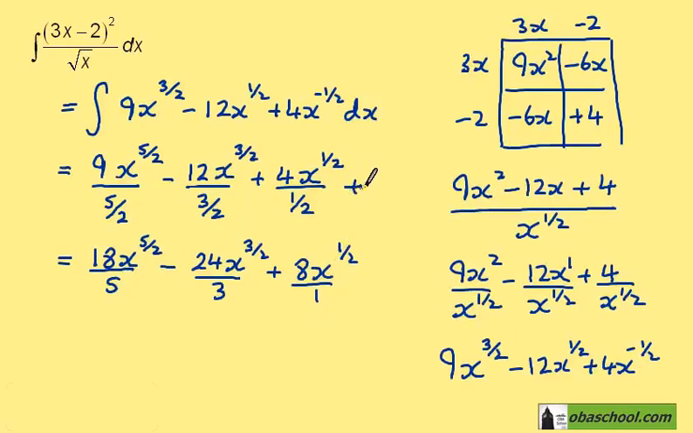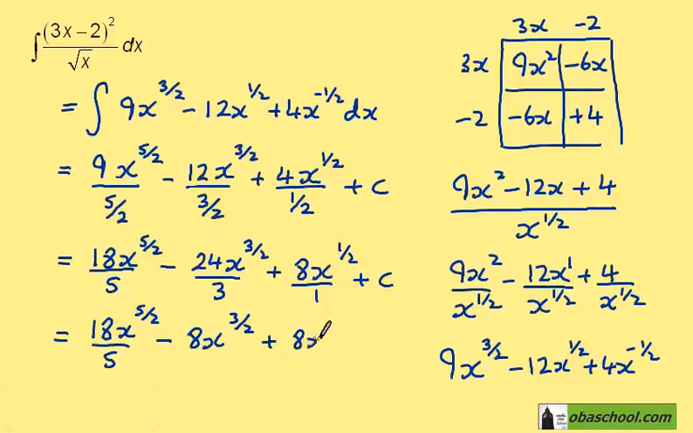We should of course remember our constants, and tidying, this term does not tidy. 24 divided by 3 is 8, and of course we wouldn't normally write the 1 in the denominator.